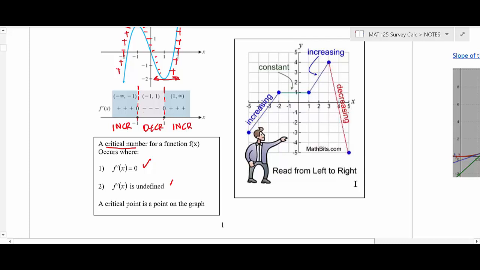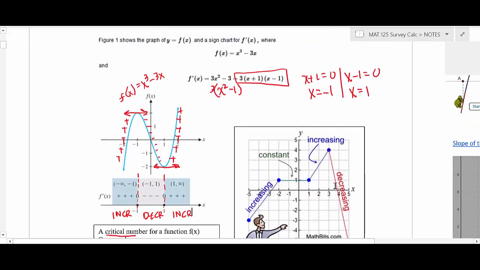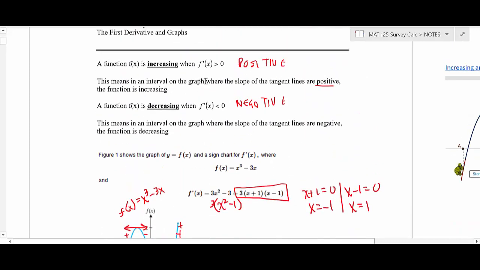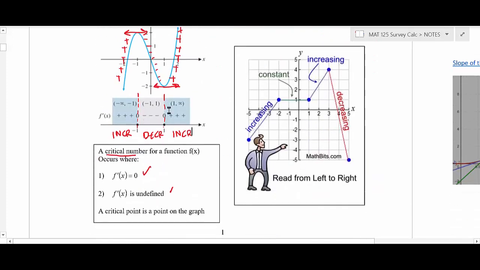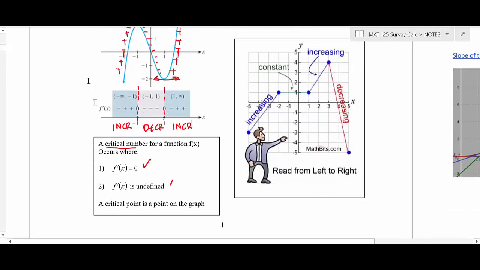Okay, so in a nutshell, those are the basic things that are going to define a lot of what we do in this section. You want to know that when the derivative is positive, the function increases. When the derivative is negative, the function decreases. You're going to learn how to do sign charts. And then a critical number is going to be where the derivative is 0 or undefined. A critical point is a point that's on the graph.